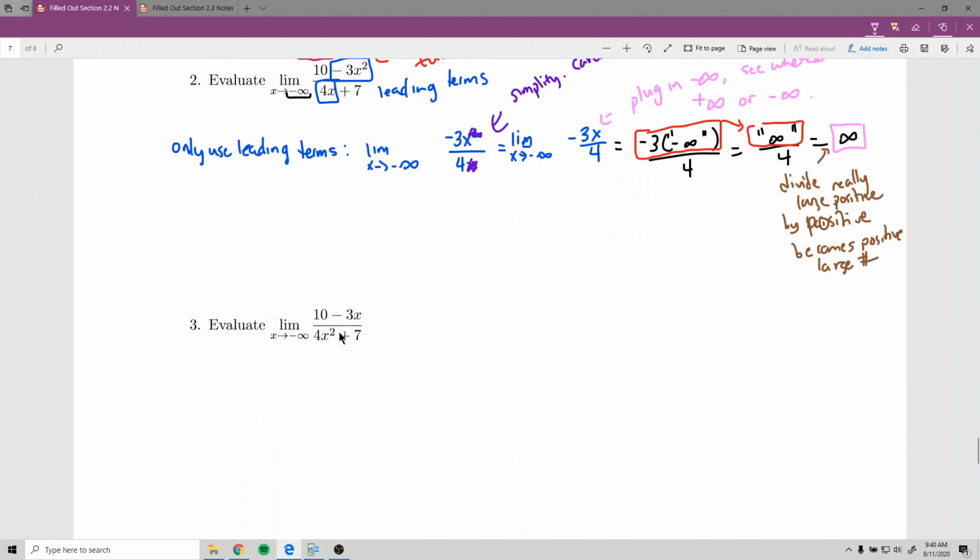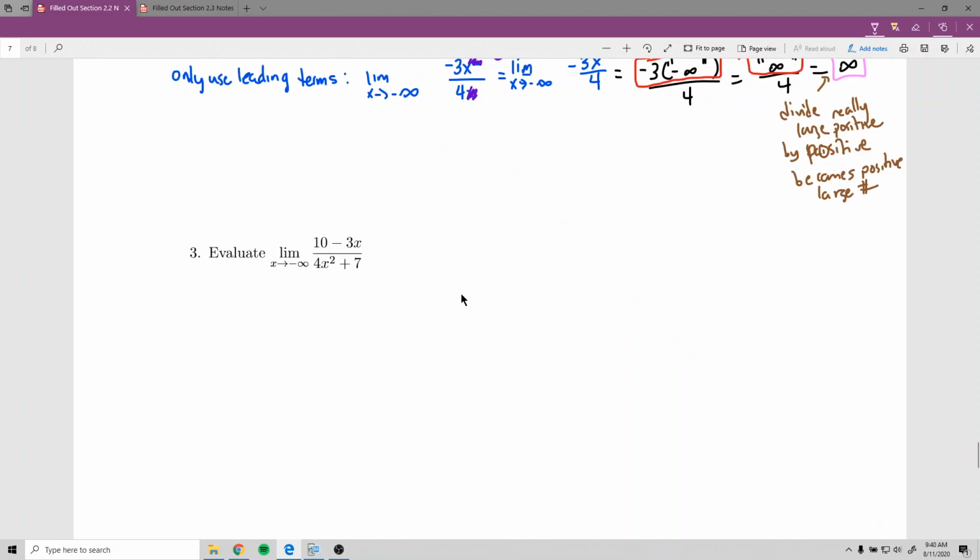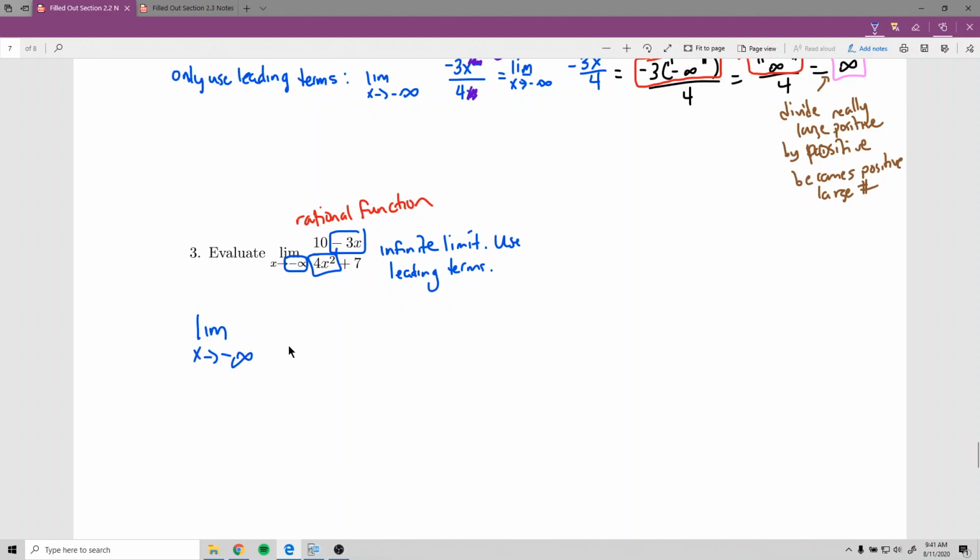And then number 3. Same idea. We have a rational function again, and the limit is going to negative infinity. Since it's infinite, we want the leading terms. So we got the limit as x goes to negative infinity, negative 3x on the top, 4x squared on the bottom.